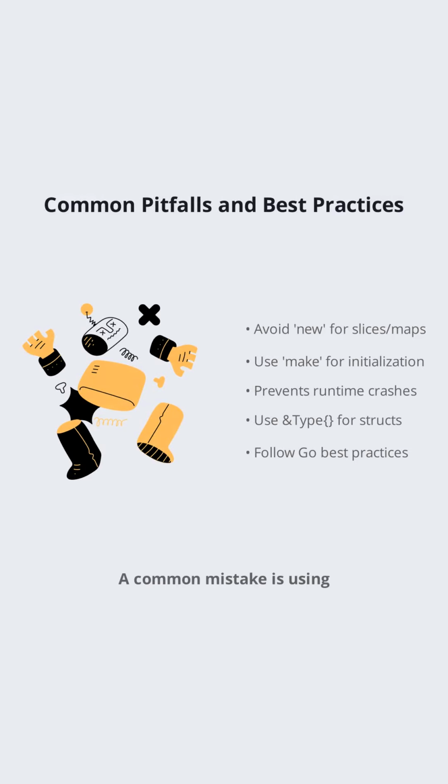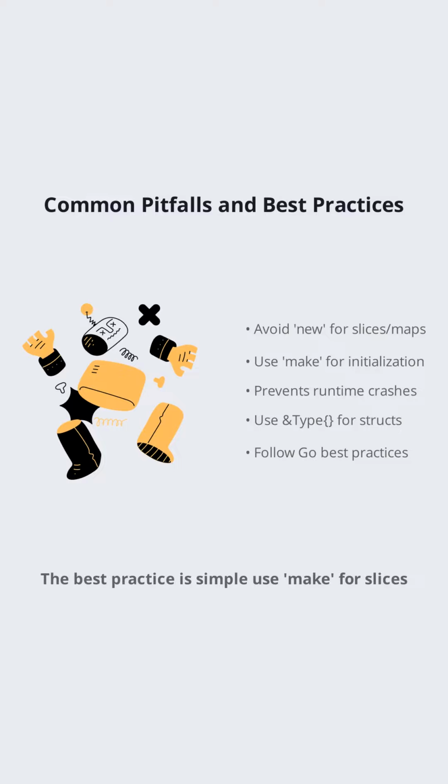A common mistake is using new with slices or maps. For example, slice equals new([]int) gives you a pointer to a nil slice, which isn't ready to use. Trying to append to it can lead to confusing bugs. Instead, use make([]int, 0) for slices or make(map[string]int) for maps, so they're initialized and ready. In real-world code, forgetting to use make with maps can cause your program to crash with a runtime error.